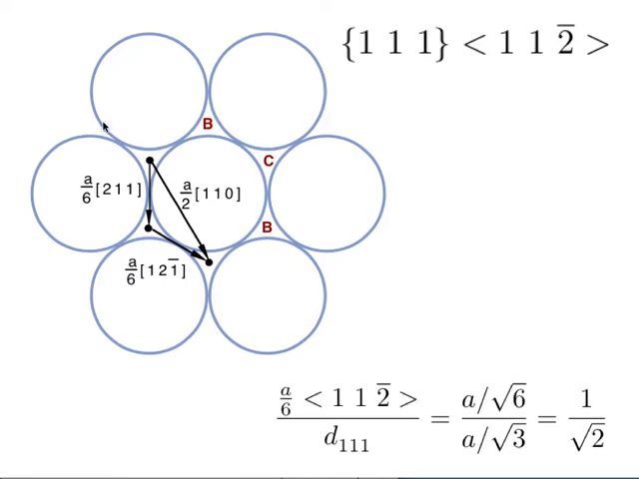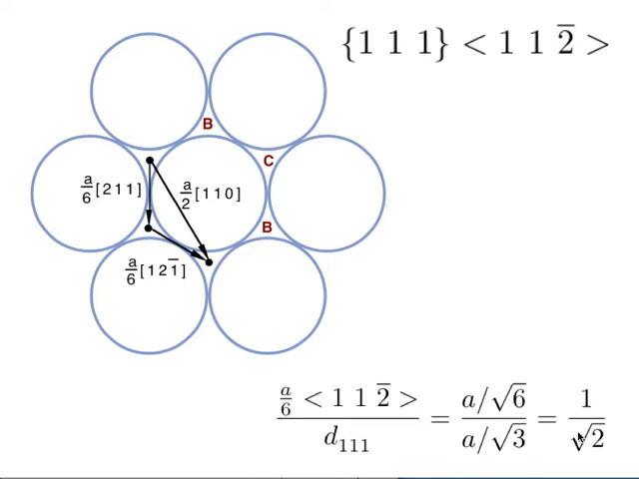If you look at this slide, this was the Shockley partial here. If we take the magnitude of that vector and divide by the spacing of the planes, we get 1 over root 2. In the case of FCC to HCP, it was half of that, 1 over root 8. So the magnitude of the shear is much larger, and therefore the elongation that we can get from twinning will also be larger. In the case of a TRIP steel, which is fully austenitic, we worked out that the elongation is about 15%. Here it would be of the order of 40%. So the potential for getting elongation from mechanical twinning is very high.